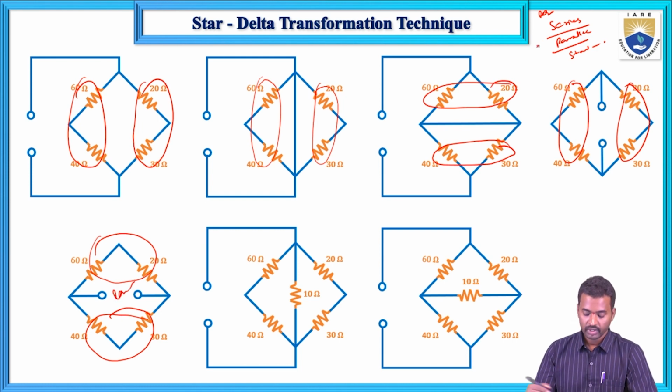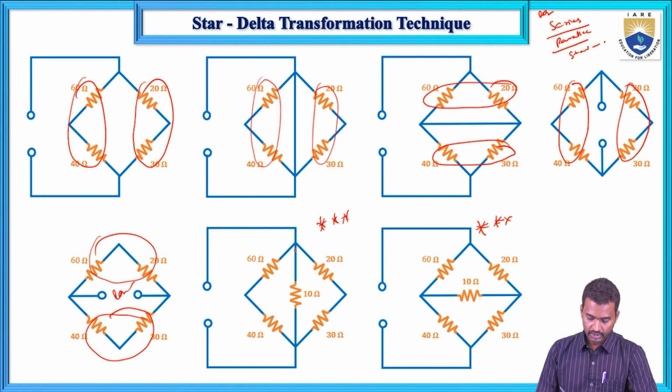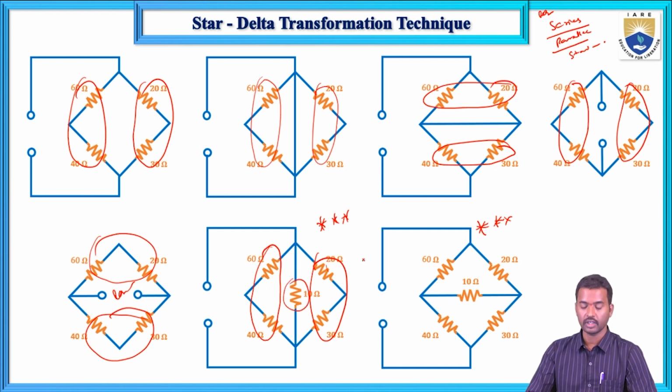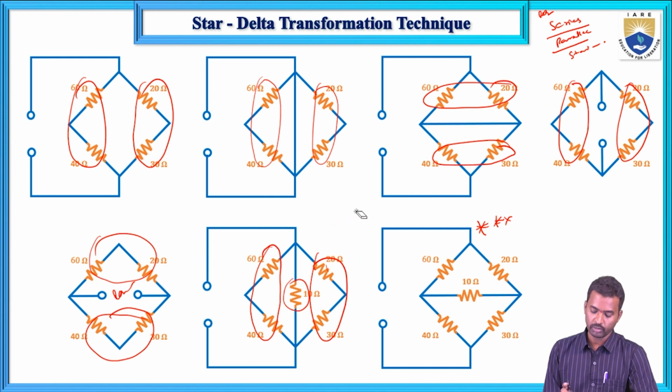Now here, these two circuits are most important. Here we cannot determine this circuit easily. So how will you calculate? This one is okay. These two are connected in series and these two are connected in series, and again these three resistors are connected in series. So this is a simple circuit.